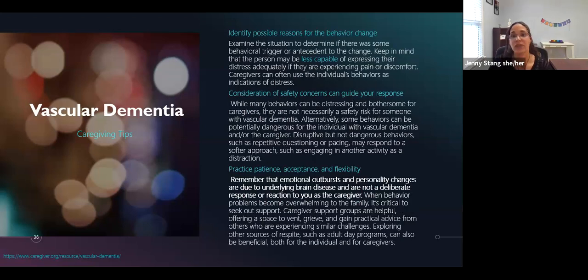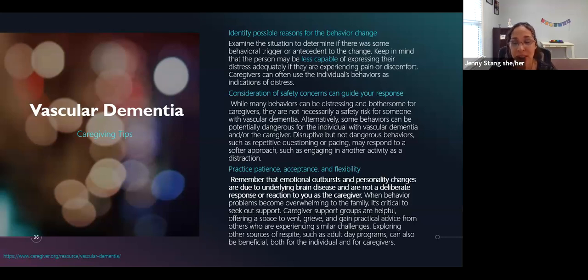Identifying possible reasons for the behavior change. So examine the situation and determine if there is some behavioral trigger to the change. Keep in mind that the person may be less capable of expressing their distress adequately if they're experiencing pain or discomfort. Caregivers can often use the individual's behaviors as indications of distress. So if they're starting to get a little squirrely, try to figure out if they're comfortable. Are they in pain? That might just be all that they need. They might just need a readjustment. They might just need some reassurance.